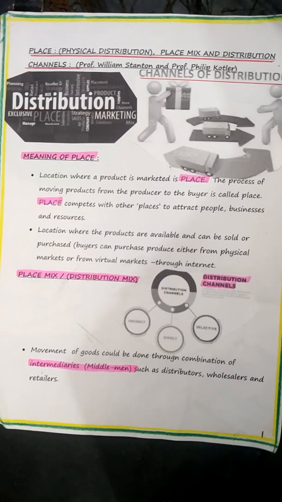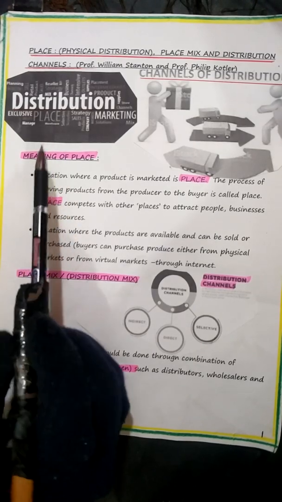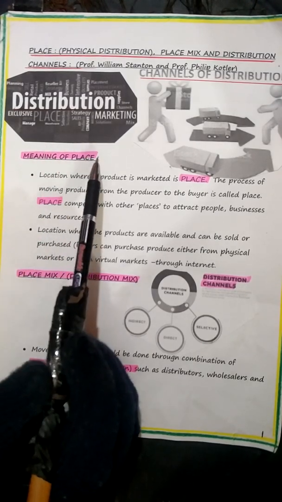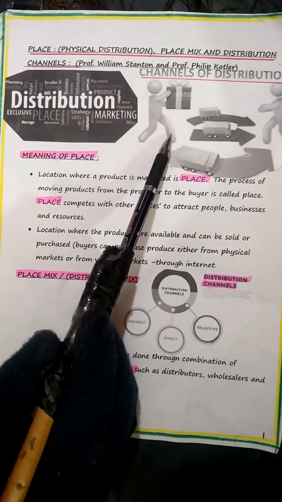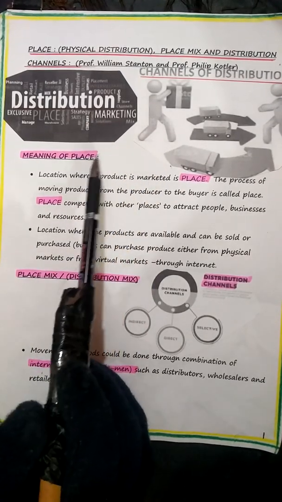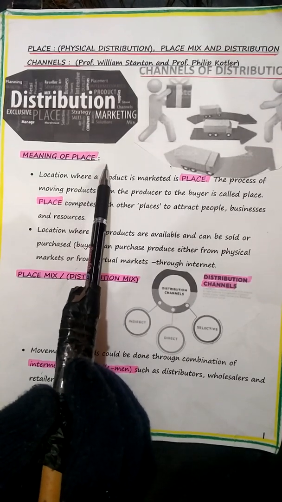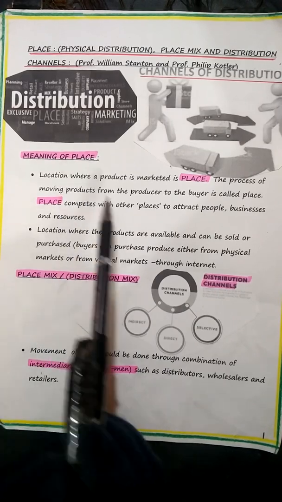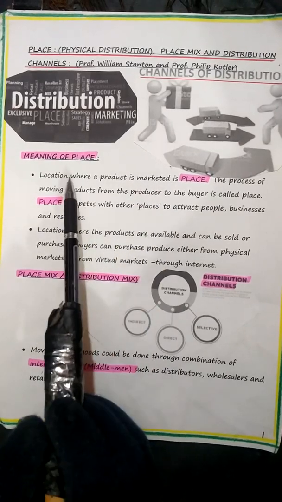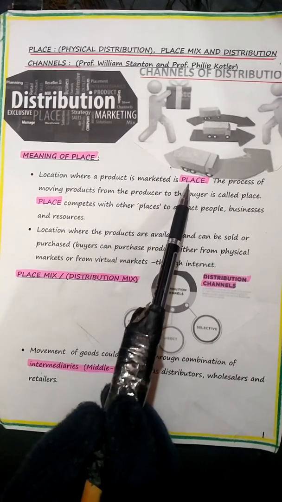Now we'll move on to the first point, meaning of place. Place is one of the four elements of the marketing mix. You can see the small pictures here and there, so you can understand this. It is a very important tool. Place also means physical location. The location where a product is marketed is place.